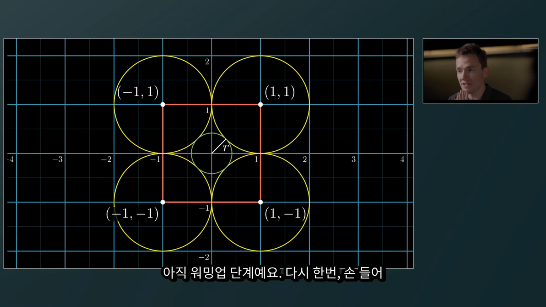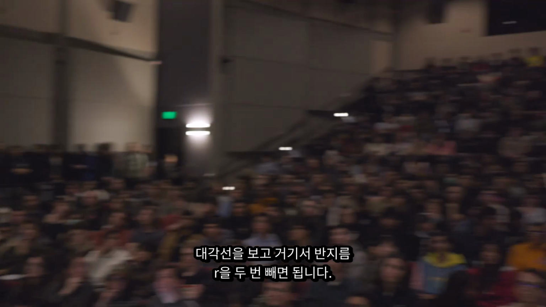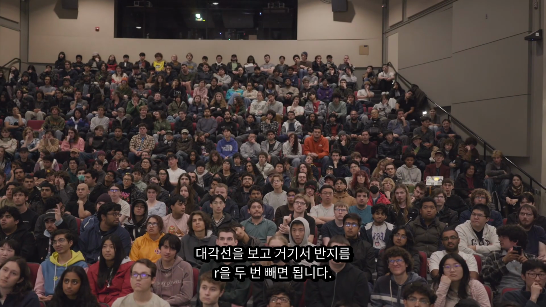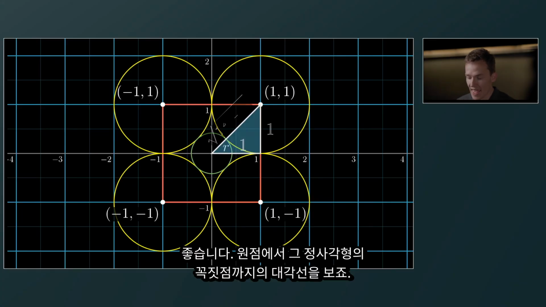Again, anyone want to raise their hand and kind of toss out a proposed answer here? All right, we got a raised hand over here. You can take a look at the diagonal, calculate the length with Pythagoras, and then subtract from that the radius twice. Love it. So we're going to look at the diagonal from the origin to the corner of that cube.